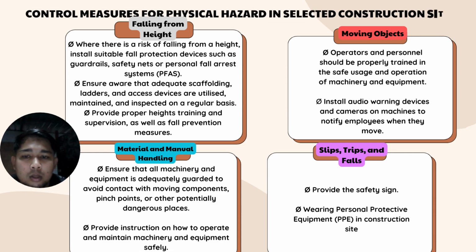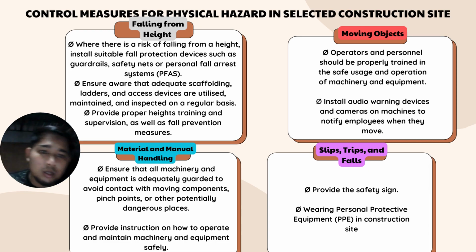Falling from height is where there is a risk of falling from a height. Install suitable fall protection devices such as guardrails, safety nets or personal fall arrest systems (PFAS). Ensure that adequate scaffolding, ladders and access devices are utilized, maintained and inspected on a regular basis. Lastly, provide proper training and supervision as well as fall prevention measures.